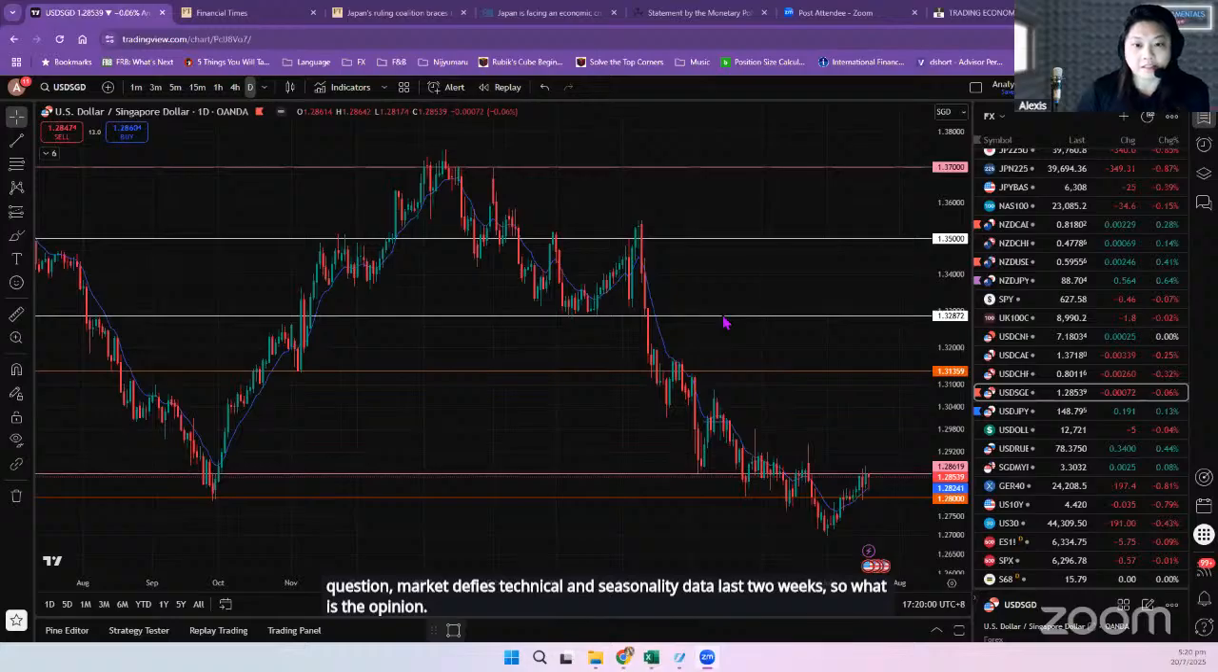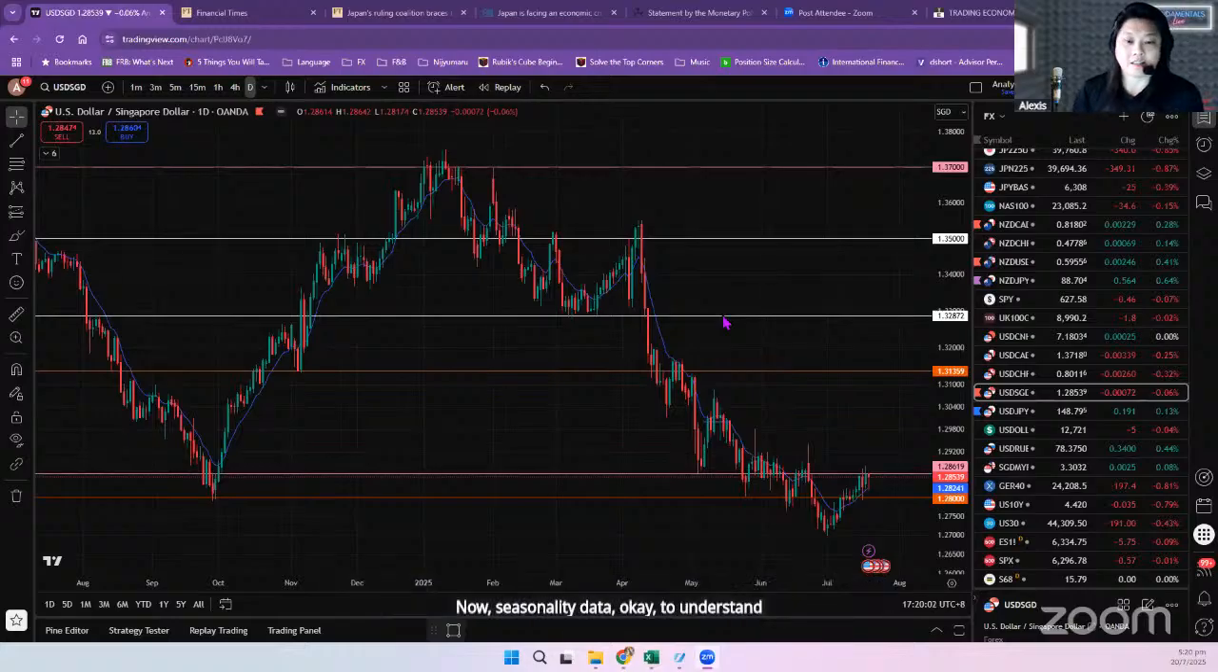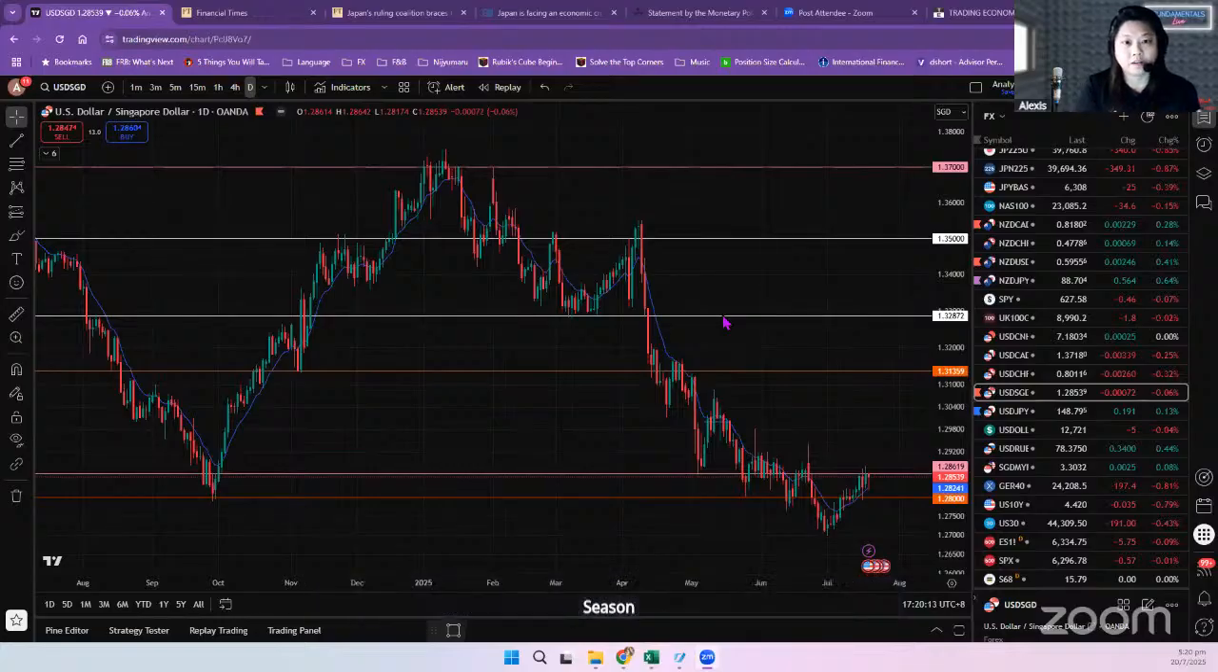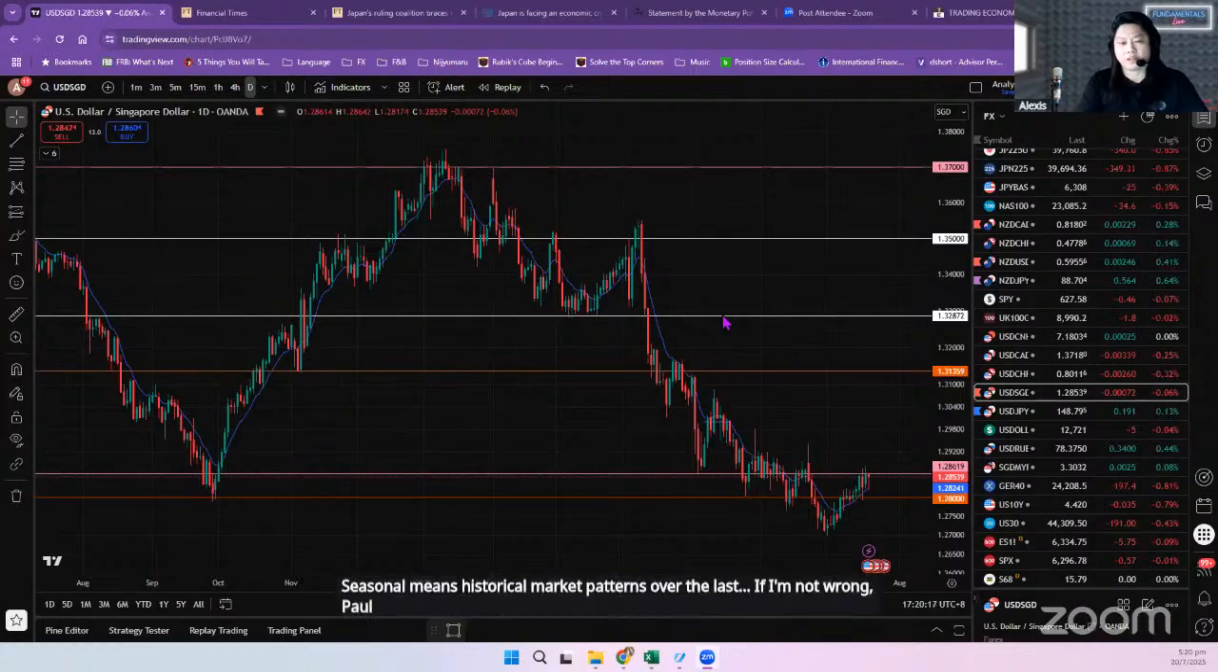Now, seasonality data, to understand it is really simple. Where does the data come from? I think Lloyd can help me confirm that it takes historical seasonal means, historical market patterns over the last, if I'm not wrong, Paul uses 23 years, something like this. All right. Now, the question that's happening now is what has changed?